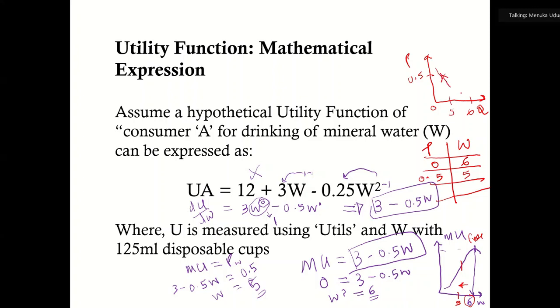Now, if I plot a graph connecting these points, what do we see? It's a relationship between price and quantity, isn't it? And we call this a demand curve. Now you should be able to see that the demand curve is derived from the utility curve.